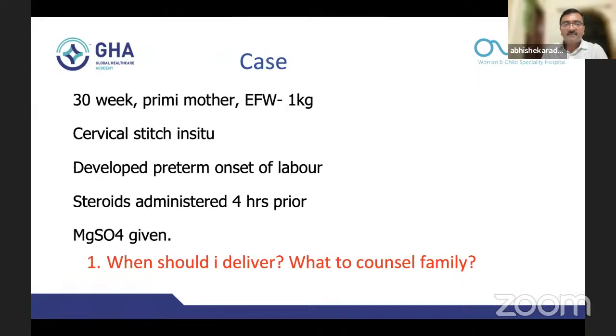So, a 30-weeker, primy mother. The estimated fetal weight was 1 kg. The mother had a cervical stitch in situ for short cervical length. She developed preterm onset of labor. The obstetrician administered antenatal steroids just 4 hours prior to the parents meeting you. Magnesium sulfate for neuroprotection is also being given. Now the concern of the obstetrician is, when can she deliver? And what do you want to counsel the family?